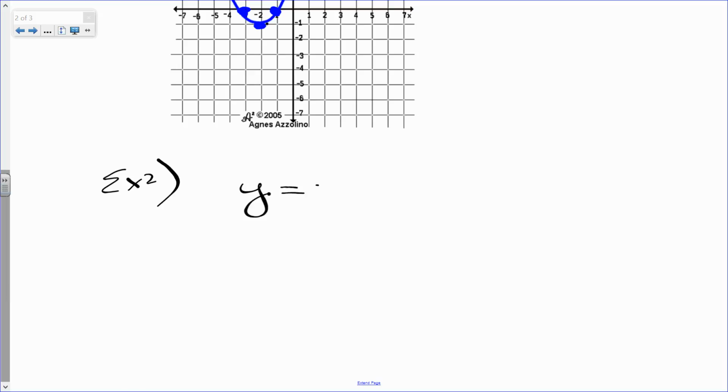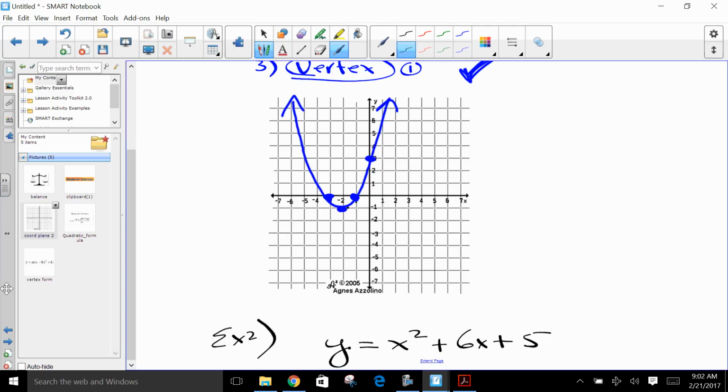Y is x squared plus 6x plus 5. Y equals x squared plus 6x plus 5. Let's provide a simple graph of this one now.